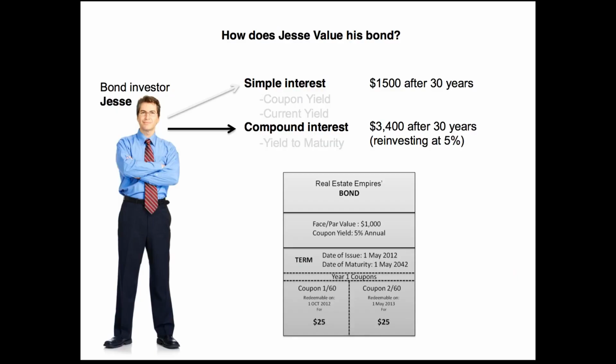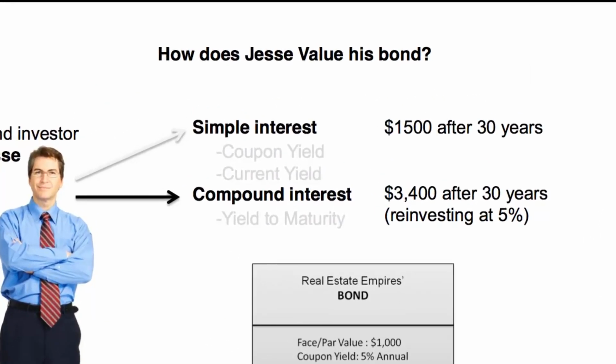Okay, so let's compare the simple interest versus the compound interest. You can see in the simple interest, and this would be for the total duration, as if the first day that Jesse bought it clear up to 30 years later, on the simple interest calculation, you're only valuing the bond that it's going to make $1,500 for you during that duration. But when you look at the compound interest, you can see that it's $3,400 if it's reinvested at 5% for each coupon. So that's a pretty big difference. I mean, we're talking more than double the money on a bond.